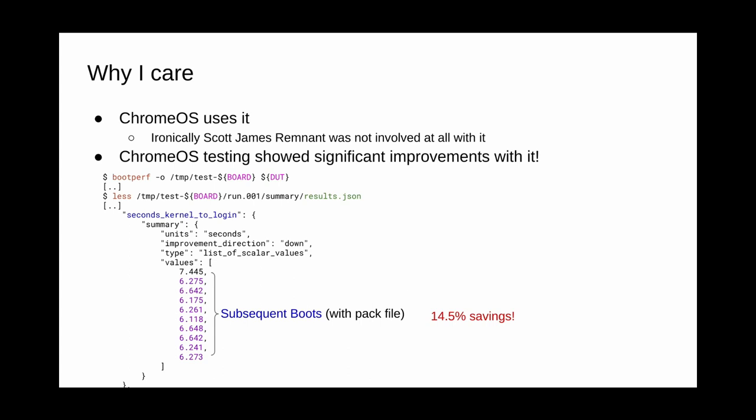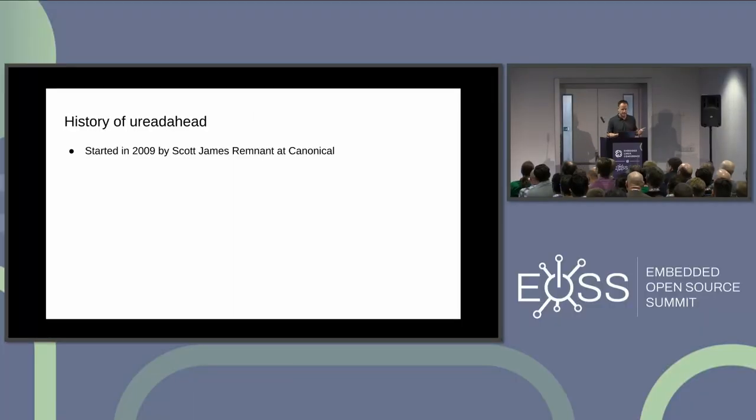So, history of Ureadahead. Again, created by Scott James Remnant at Canonical. Again, he now works for Google. It adds two trace events to the kernel to get the open file system, because for the open system call, you can't look at the system call and try to get the file system, because it may not be mapped. You have to actually find in the kernel where it maps it and then get the name from there. Of course, today you might even be able to use BPF, but I don't.